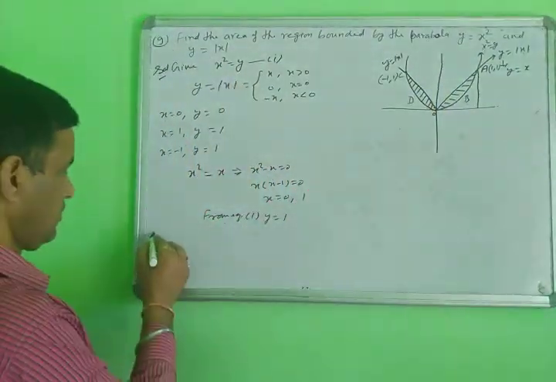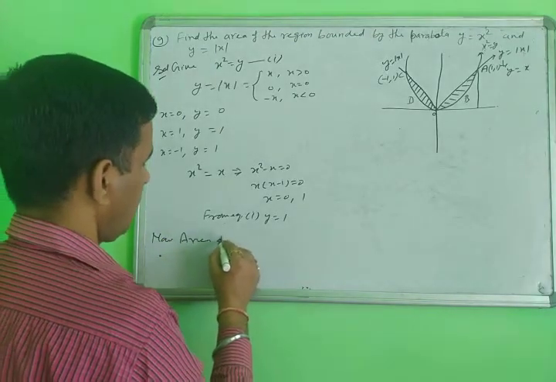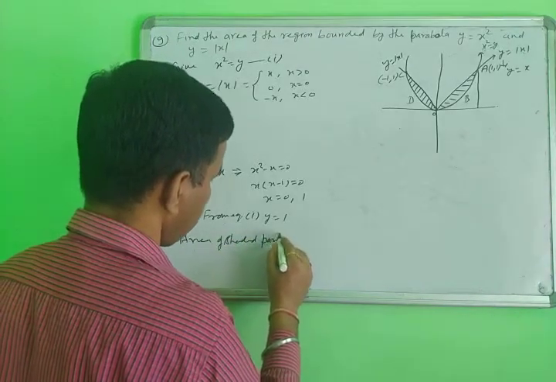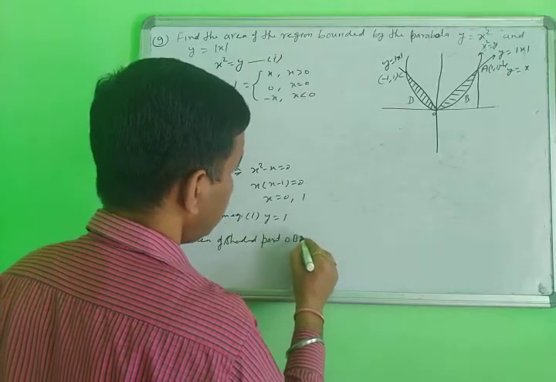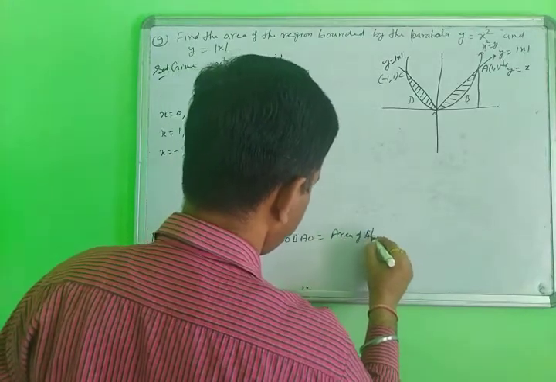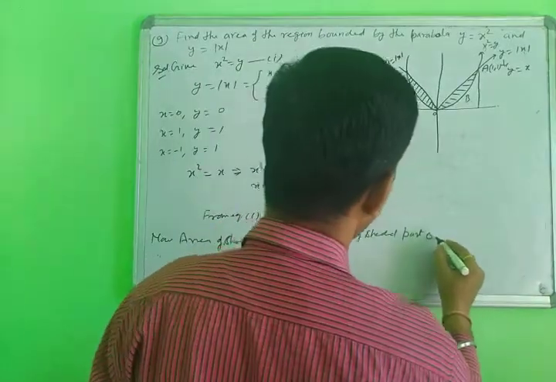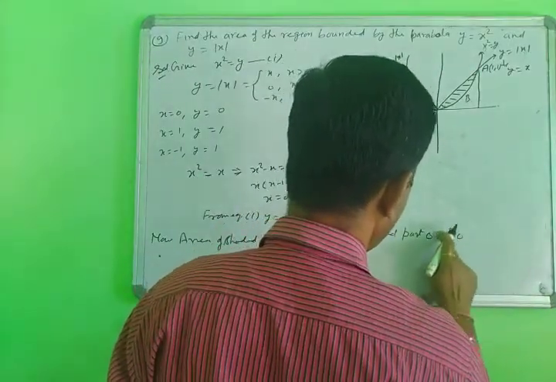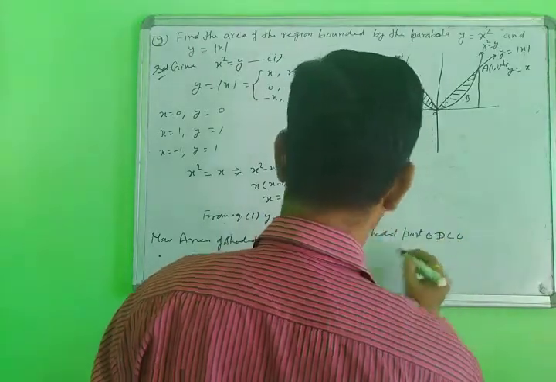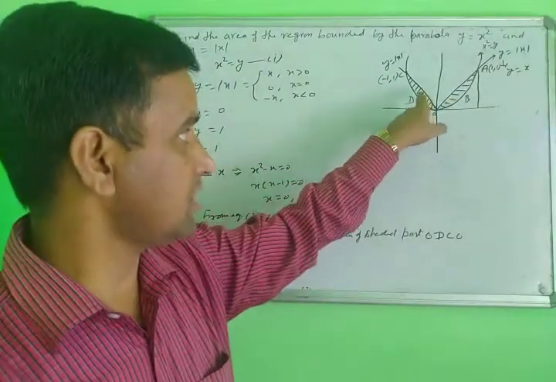So now, area of shaded part OBAO equal to area of shaded part ODCO. Here B, this is the B point. So this area is equal, the same.